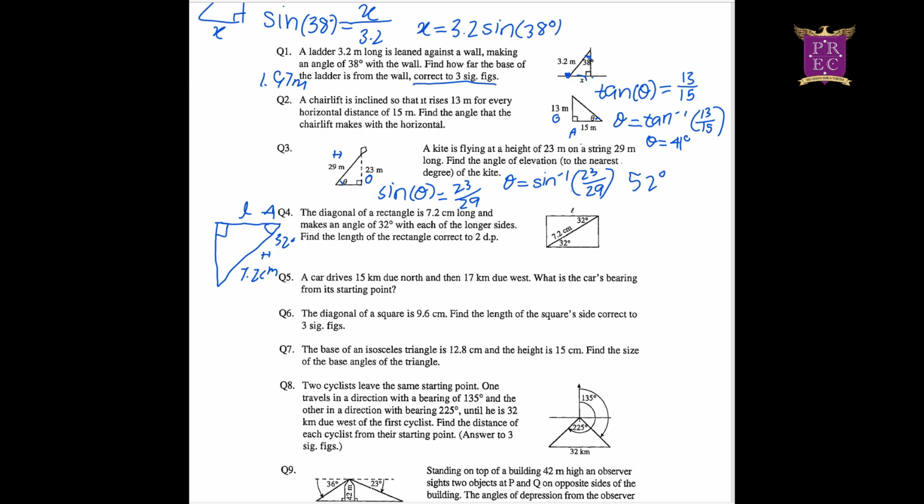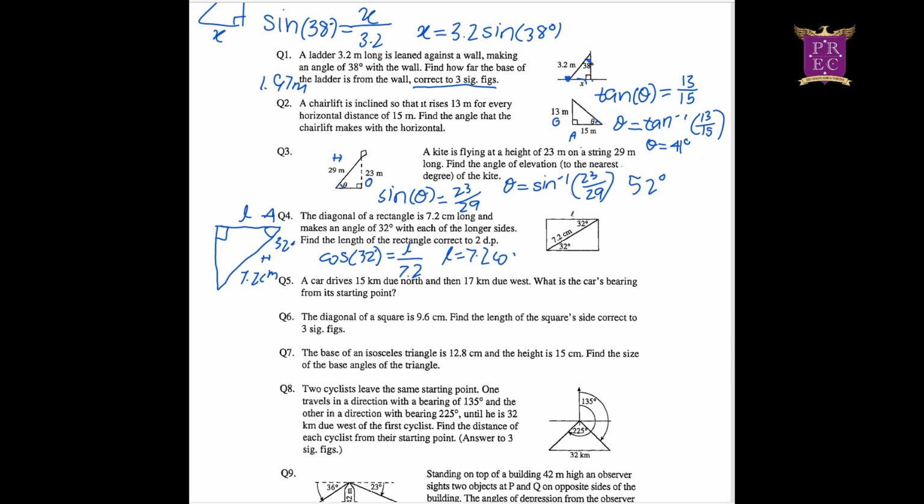Which one has adjacent and hypotenuse? Cos, right? So we use cos 32 is equal to adjacent over hypotenuse. Adjacent being L over hypotenuse being 7.2. L is equal to 7.2 cos 32. Okay, that would give us, let's put that in the calculator, 6.11 centimeters. Okay, and they're asking us to correct to 2 decimal places. That's why we gave it as 6.11. Alrighty, let's have a look at the next question.